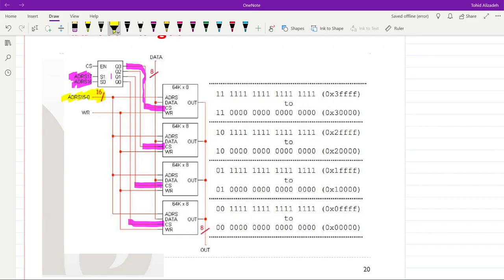And here you can see that for the last one over here, this is the range of the address. So when address bits 17 and 16 are equal to 0, 0, then with the remaining 16 we will cover memory addresses starting from 0 up to FFFF in hexadecimal, and similarly for the next one. So this is the range of the addresses for this, and for that. So this is how we can expand our memory in terms of the number of words that we want.